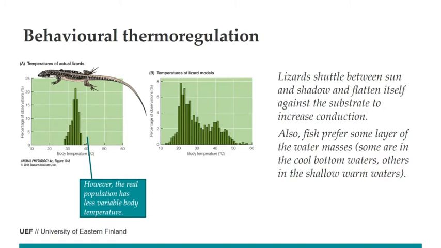But also, although the fish temperature is the same as the environment, meaning the water, they prefer some layers in the water masses. Some fish, if you want to catch them, you put the trap at the bottom. Other animals you trap in the surface layer. So some are in the cool bottom waters and some others in the shallow warm waters. So they also have this thermoregulation.